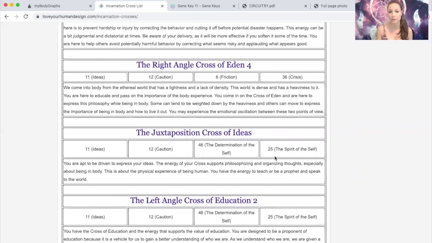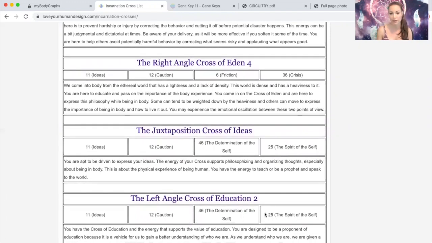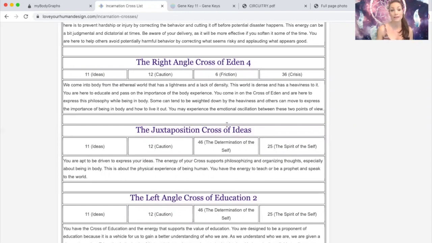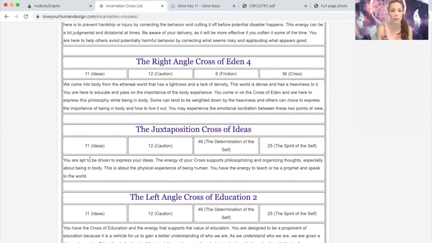Turbulence and conflict, but also finding peace in the world, which is the Cross of Eden. But then we have the 46 and the 25, the Cross of Ideas. But these ideas are going to be from the G center because we have both the 46 and the 25 in the G center, the universal love and the love of being here in physical form. And it's going to be different if it is the juxtaposition cross, the 4-1 cross, or if it's the left angle cross that is even more transpersonal. Whereas this cross is more fixed on that 11, because if you're a 4-1, it's really the personality sun or the life's work that is very fixed in your direction. And that's what you're here to explore and to express.